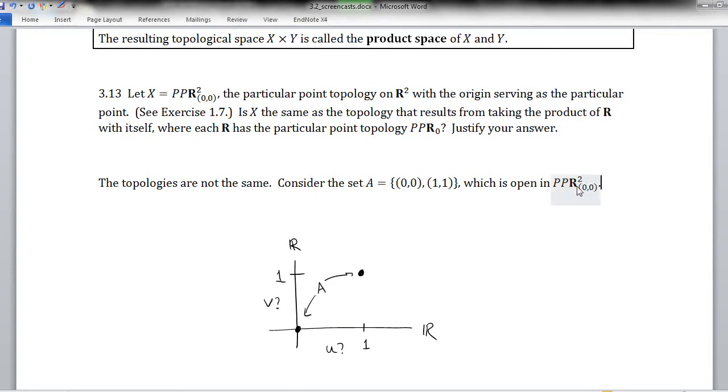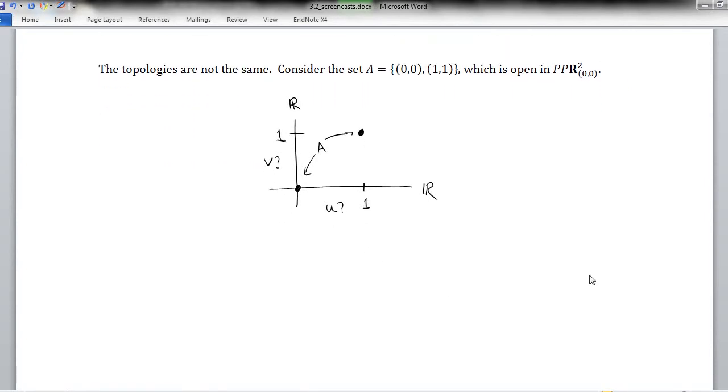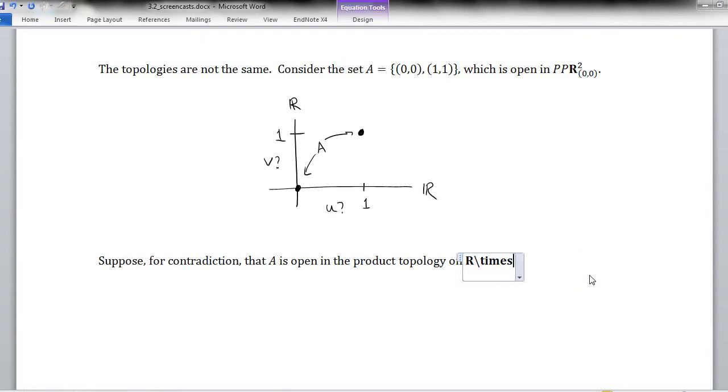It's open in this particular topology because, well, it contains the origin, right? That's all you need to do to be open in that topology. Okay. So I want to prove by contradiction that this set is not open in the product topology. Okay, so suppose for a contradiction that A is open in the product topology on R times R, which is the same thing as R2.